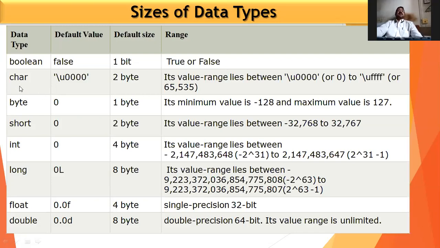Next is the character. The character data type has a default value. It takes 2 bytes, requiring 2 bytes of occupation in memory, and it has a value range from 0 to 65,535. So character has only 65,535 as a range, 0 to 65,535. The next data type is byte, and byte has the default value 0.